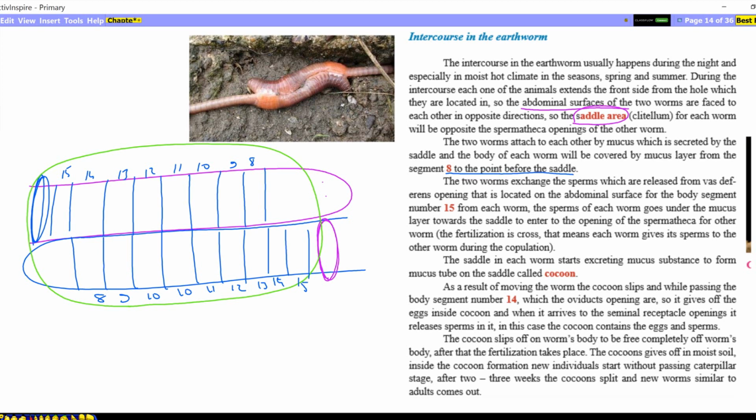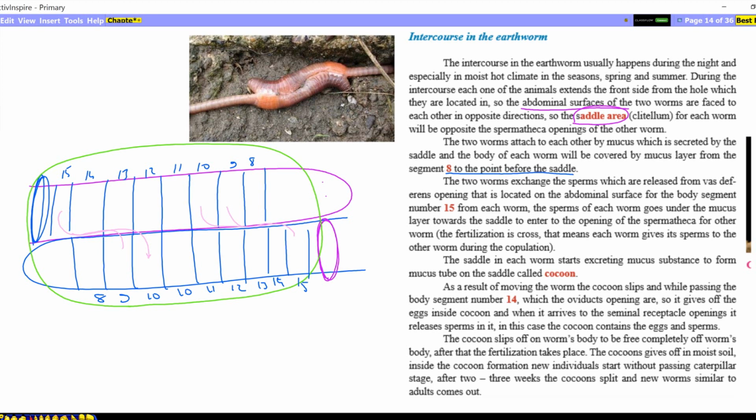So we know the male reproductive cell is released out of the body through segment 15, but the spermatheca which receives sperm is in segment 9 and also segment 10. Also, these worms release the male reproductive cell from segment 15 to be stored in segment 9 and segment 10. After the exchange takes place between the two conjugated worms, they separate from one another.